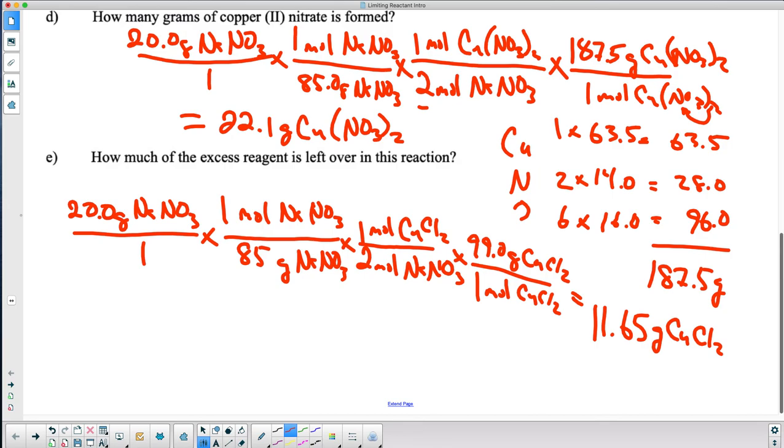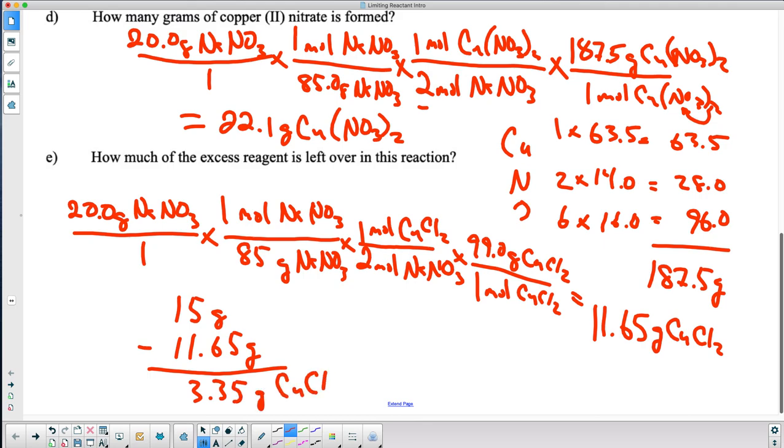Now, how much of the copper chloride did we start with? It says in the very beginning that we started with 15 grams of copper chloride, and we're going to simply subtract the number of grams that actually reacted. So when I subtract the two, I get an excess of 3.35 grams of copper chloride that's left. So this is what we started with. This is the amount that reacted. So this right here is the excess left over. That's it. Okay, thanks for paying attention.